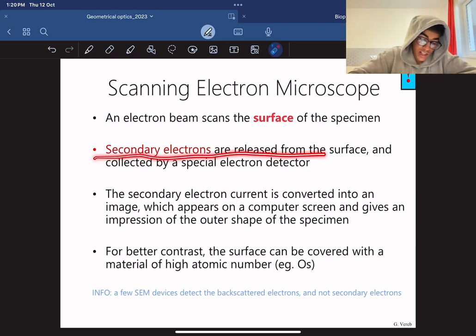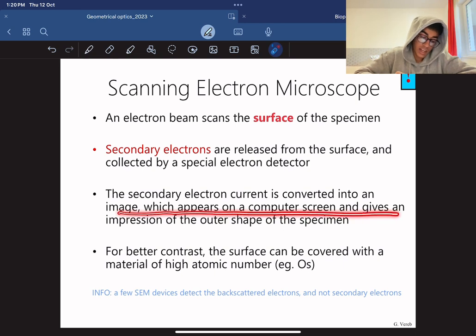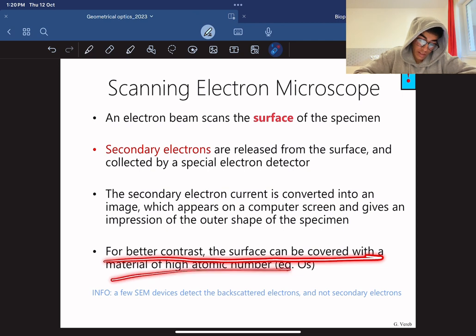Secondary electrons are released from the surface and collected by a special electron detector. Like I said, there's a detector. The secondary electron current is converted into an image which appears on the computer screen and gives an impression of the outer shape of a specimen. For better contrast, the surface can be covered with a material with a high atomic number.